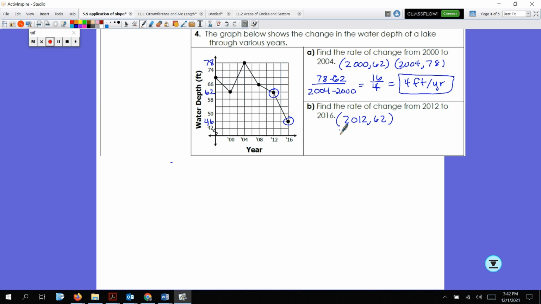Sorry, I was like, oh my God, it's the same y value as the one in 2000. That's okay. And the next one is 2016, and that y value is 46.